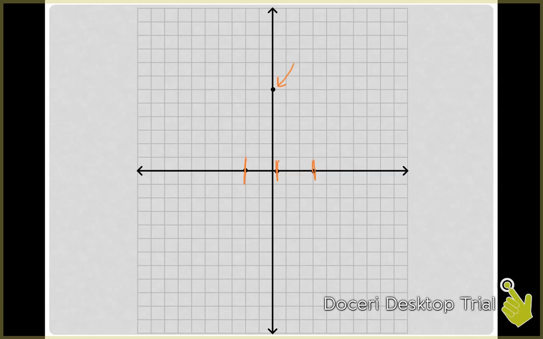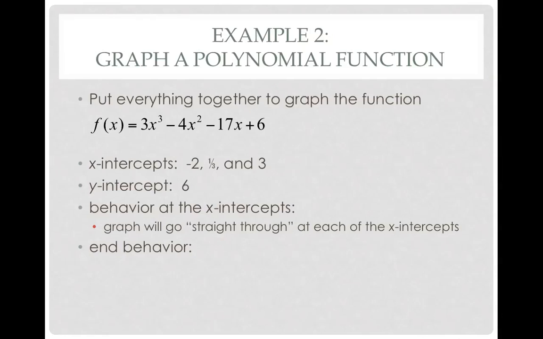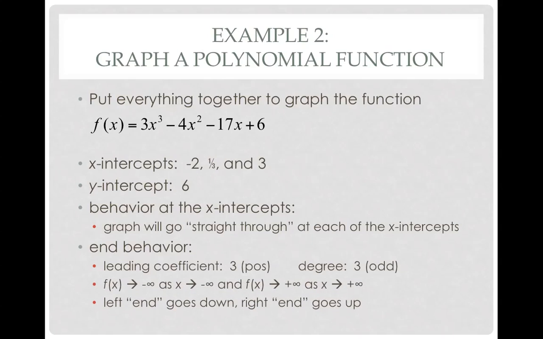But just to double check and make sure that we've got everything fitting together, let's talk about the end behavior. So at the end behavior, we have a 3 for our leading coefficient, which is positive, and a 3 for our degree, which is odd. So positive leading coefficient, odd degree, means that the left end is going to go down, so f of x goes to negative infinity as x goes to negative infinity, and the right end is going to go up. F of x goes to positive infinity as x goes to positive infinity.